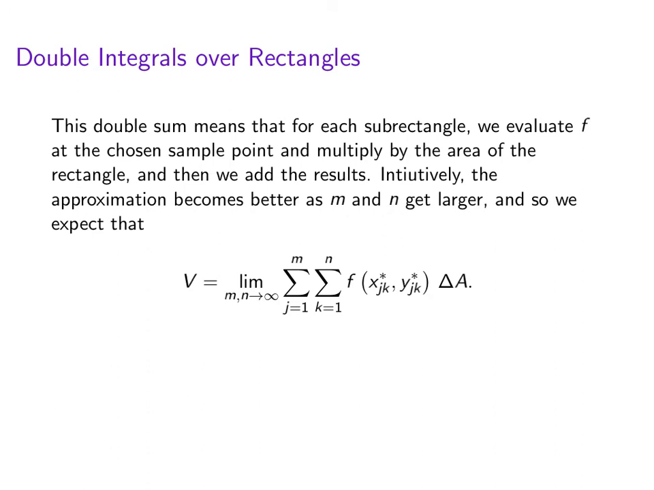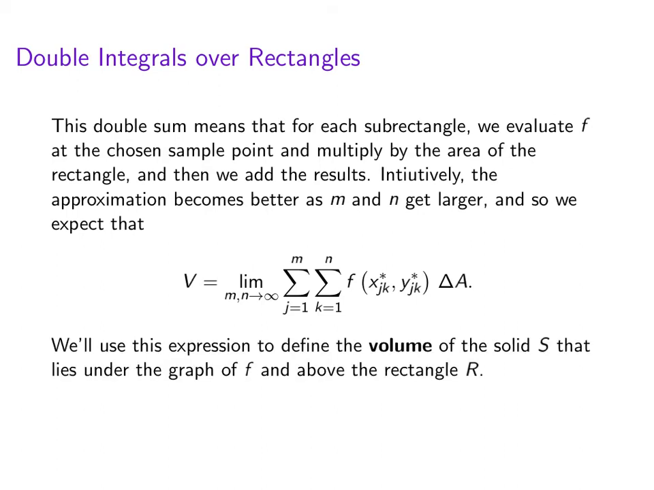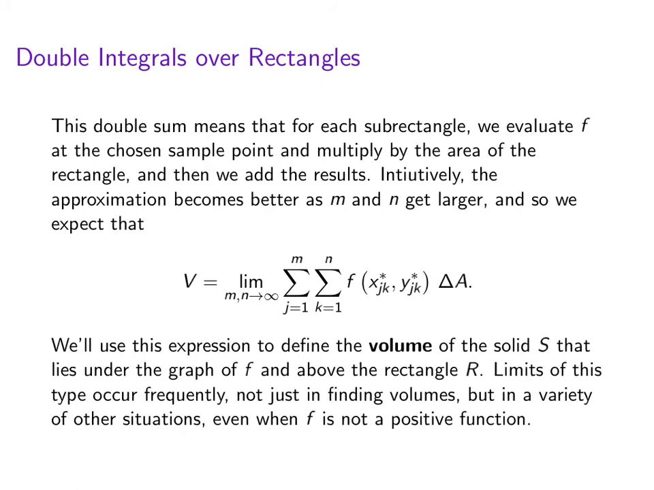We believe that this approximation to the actual volume under the surface will get better as m and n get larger, and we're going to expect that the volume will actually be the limit of this double sum. So we're going to use this expression to define the volume of the solid that lies under the graph of f and above the rectangle R. Limits of this type occur a lot, not just in finding volumes. And we're going to see a lot of these other applications later. And even when f is not a positive function, this definition still makes sense. It may not make sense in terms of trying to compute a volume, but it can give us a different sort of interpretation.